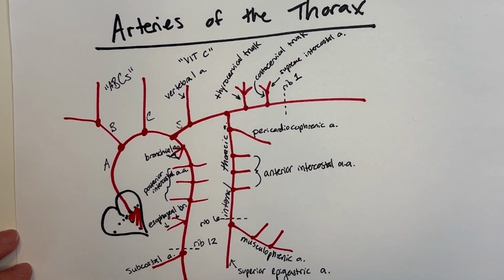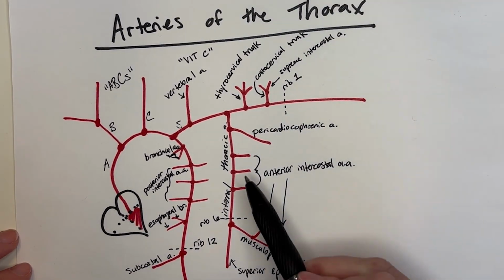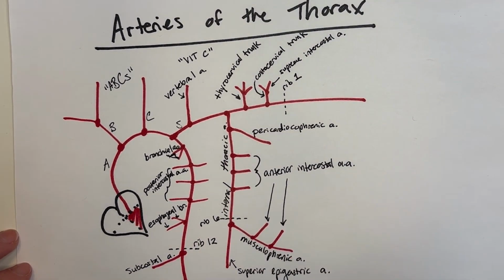And those branches of musculophrenic, these are also anterior intercostal arteries. So we have some on the internal thoracic artery and some on the musculophrenic artery. Please note that for both the posterior intercostal and the anterior intercostal arteries, I have not drawn in every single artery, just sort of a general idea of where they are.